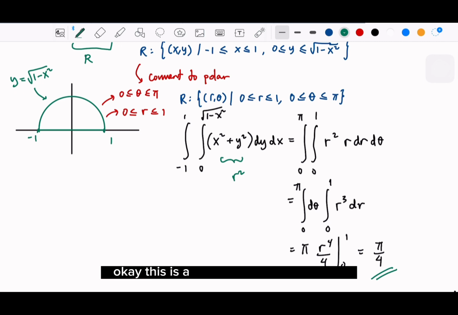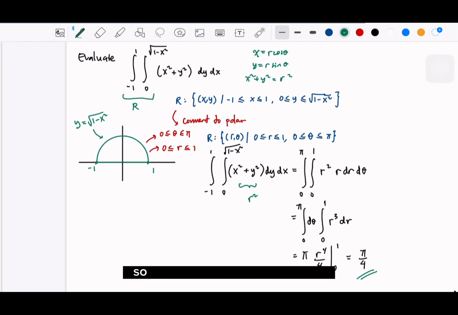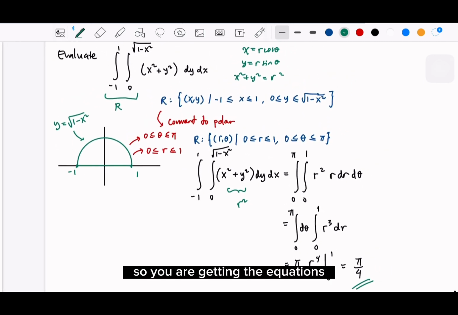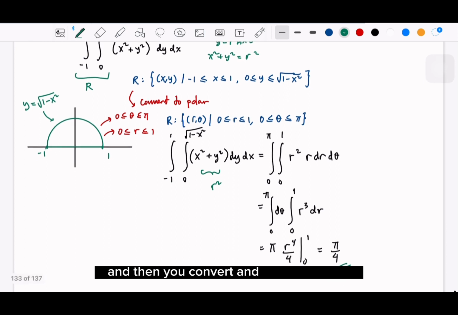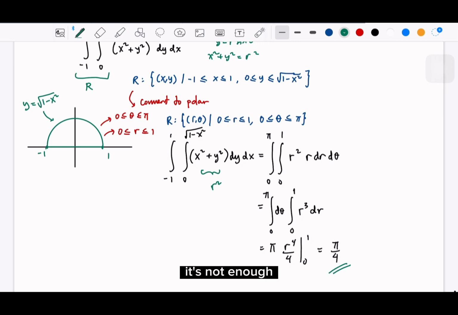Okay, this is a straightforward question. So you are given the double integral, and then you convert and find the result. Sometimes the given information is not enough, so you need to measure by yourself or visualize how it looks. So you need to define your r, your theta, okay? And yeah, that will be, I think, the more challenging part of the questions.